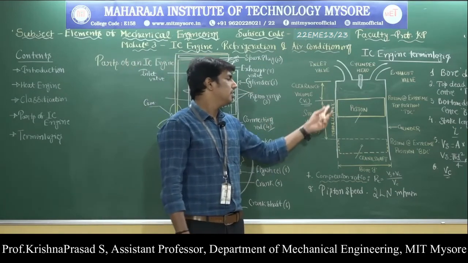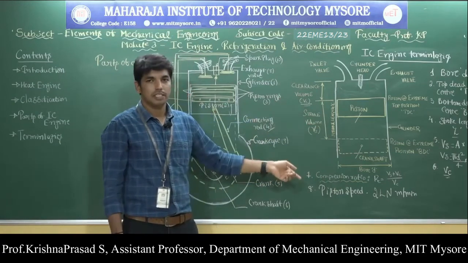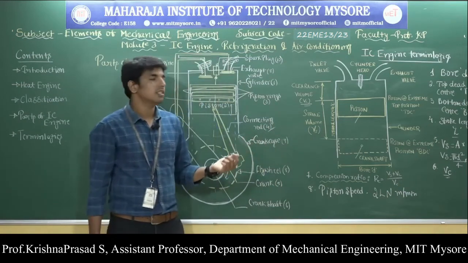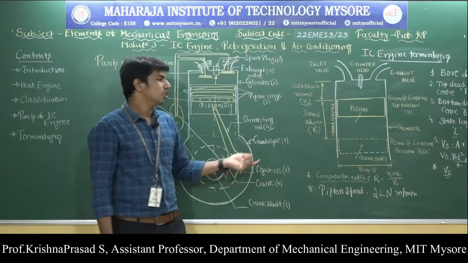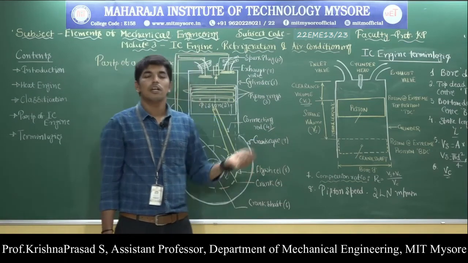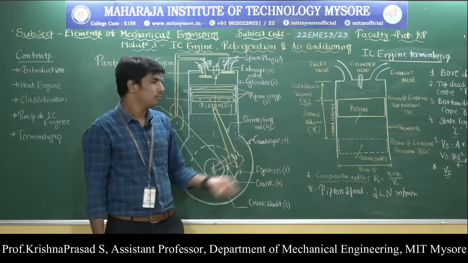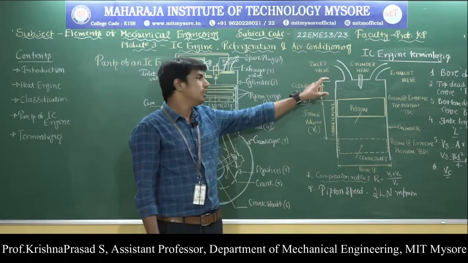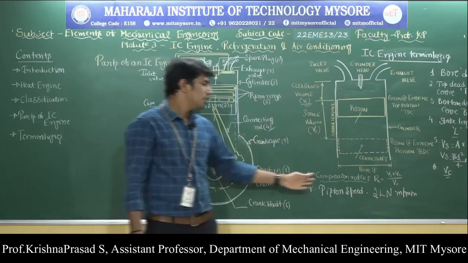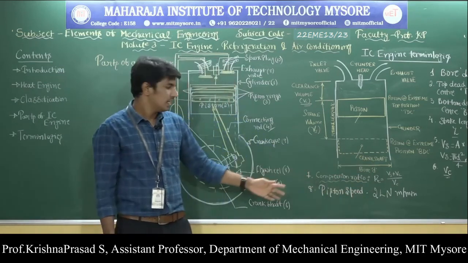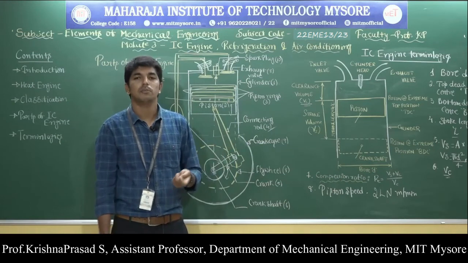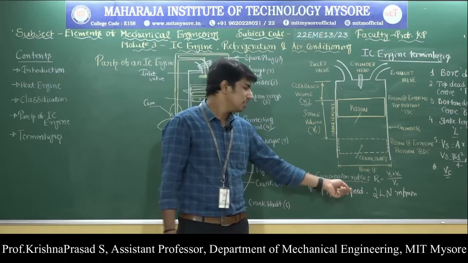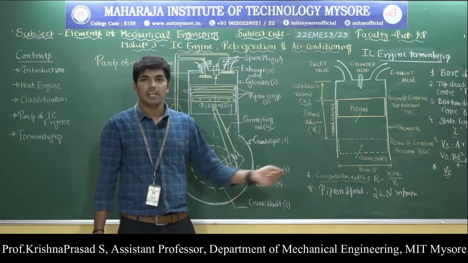Then stroke length is the linear distance travelled by the piston from TDC to BDC, indicated by capital L. Then stroke volume is the volume covered by the piston when it moves from TDC to BDC position, called Vs, and Vs is equal to the area of the cylinder times the length. Then clearance volume is the volume of the cylinder above the piston when it is in the TDC position. Then compression ratio is the total volume of the cylinder to the clearance volume. Then piston speed is the average speed of the piston when it moves from TDC to BDC position, indicated by 2LN meter per minute. L is the length of the stroke and N is the engine speed in RPM.